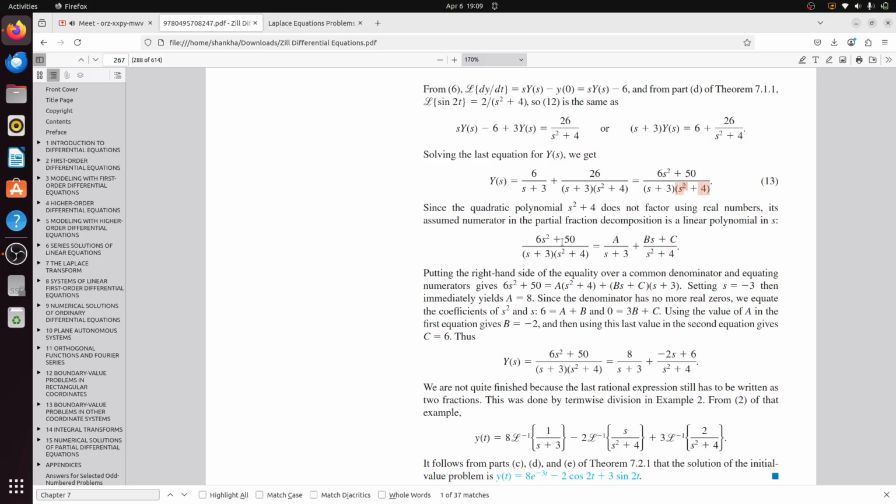Now setting s equal to minus 3 immediately yields A equal to 8. Since the denominator has no more real roots, we equate the coefficients of s square and s. You get 6 equals A plus B, and 0 equals 3B plus C. Calculating, you get B equal to minus 2 and C equal to 6. Thus Y(s) equals (6s square plus 50) by (s plus 3)(s square plus 4), which gives 8 by s plus 3 minus (2s plus 6) by s square plus 4.